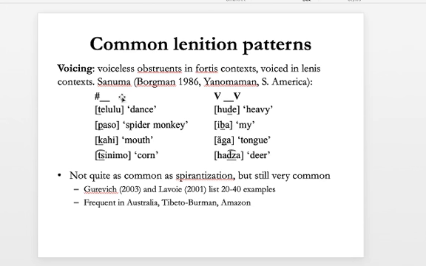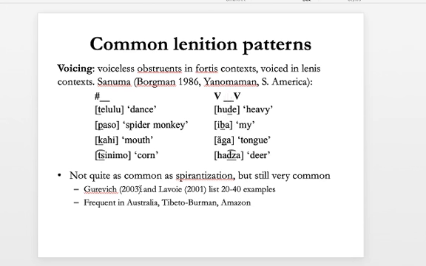And here are some examples from Sanuma, which is a language spoken in South America. It's a Yanomaman language. And what you can see here is at the beginnings of words or probably phrases, you have these voiceless unaspirated consonants like ta, ba, ka, and tsa. But if you look in between vowels internal to a word, you find only the voiced versions of them, right? So again, we would say that there are voiceless stops and affricates in fortis positions, voiced ones in lenition positions, and so this is voicing lenition.